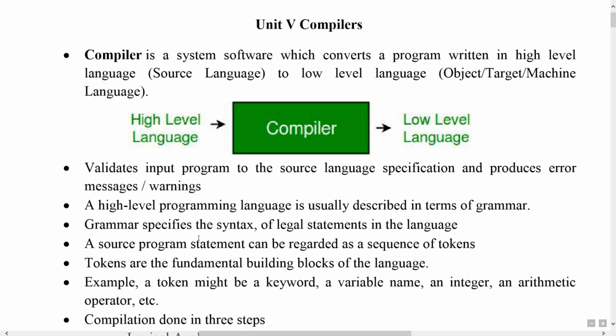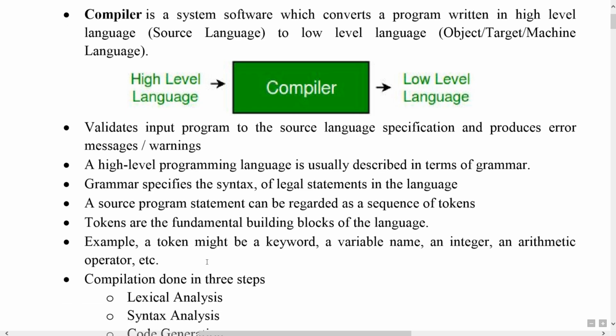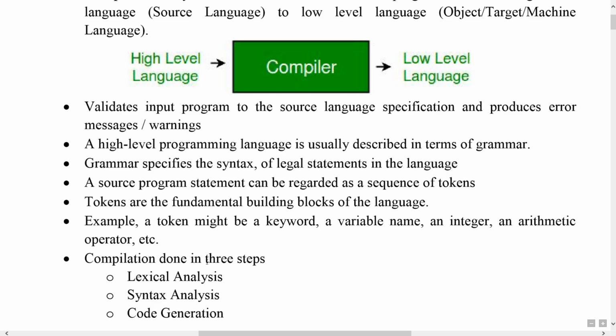Normally every high level language has a grammar. The grammar specifies the syntax of the legal statements in the language. Each statement in a source program is a sequence of tokens. For example, if A equal to B, where if is a keyword, A is a variable, equal to is an operator, that is the symbol for equality checking, and B is an operand. Every one of these is treated as a token.